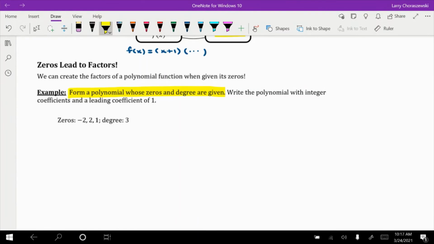Now, if you look below, there's a list of zeros, -2, 2, and 1. And there's also a statement about the degree that we should get when we're done with the problem. Our polynomial should have a degree of 3. My strategy on this I'd like to share with you is making what I like to call a zero factor table, much like an XY chart. In the first column will go our zeros, and in the second column will go our factors.